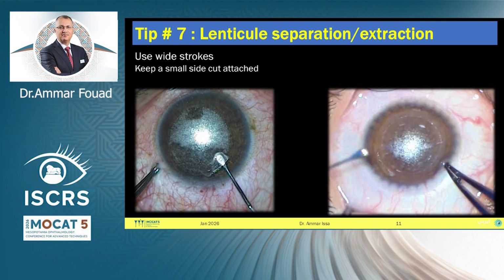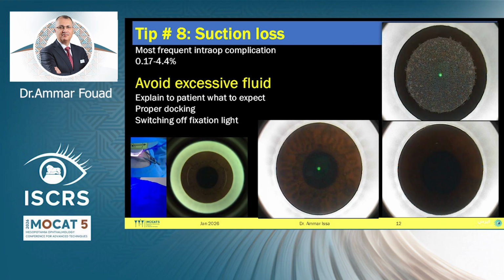Cases of suction loss: prevention of suction loss is something we are trying, but many times it can be managed, but it cannot be prevented 100%. One of the things you have to avoid is excessive fluid. If you put, for example, drops or Alkein or topical anesthetics just before docking, you'll get a lot of fluid around the eye and around the suction kit, so you increase the incidence of suction loss. So avoiding excessive fluid is important.